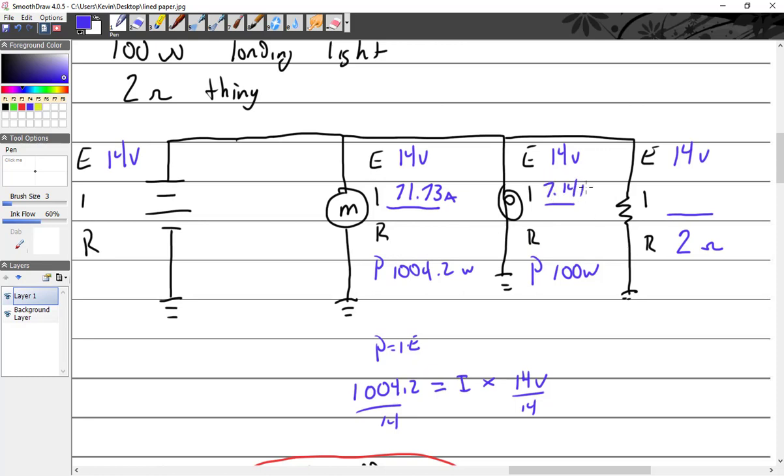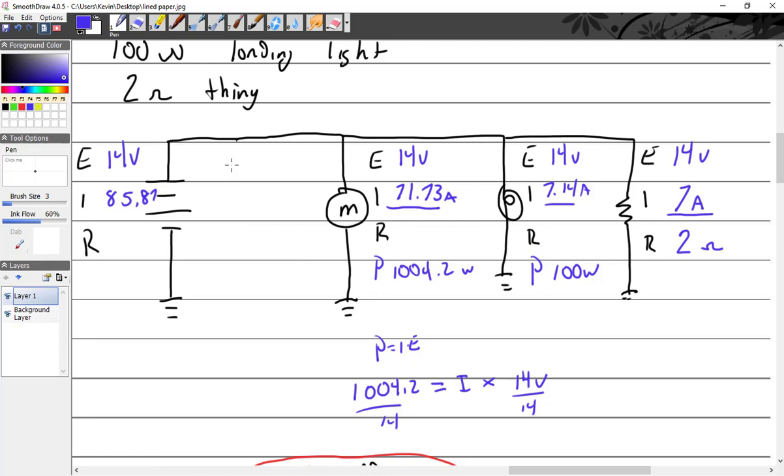And what do we get over here? 14 divided by 2. 7 amps. Now I've got my amps. So 7 plus 7.14 plus 71.73 equals 85.87. And now resistance is a slam dunk.